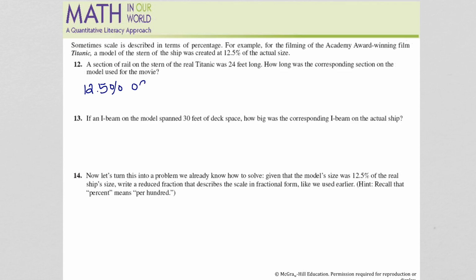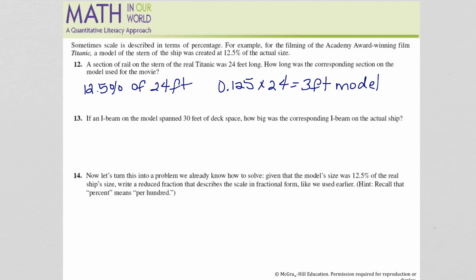12.5% of 24 feet. Okay? Change that 12.5 to a decimal. So 0.125 times 24. And that tells us that this section of rail for the model was 3 feet.